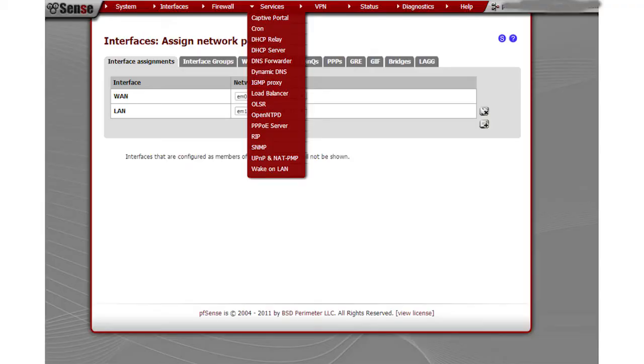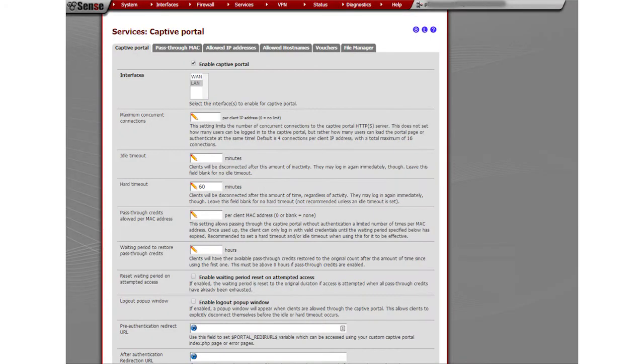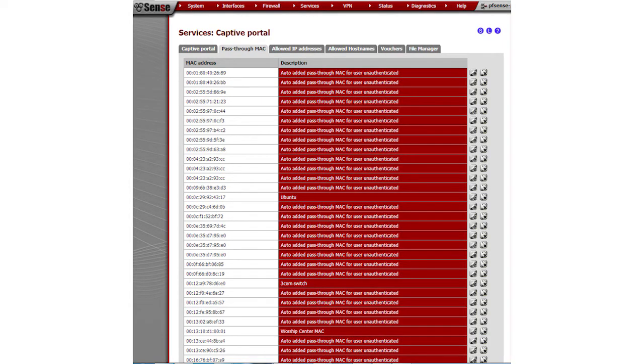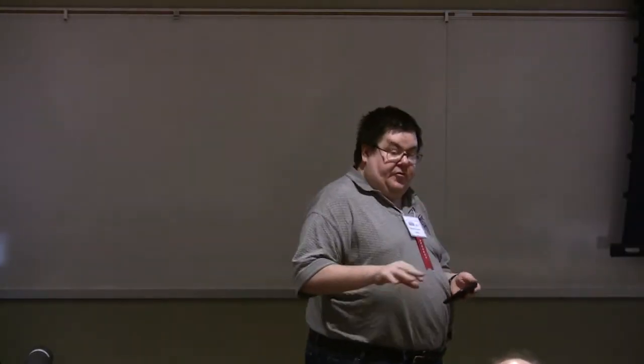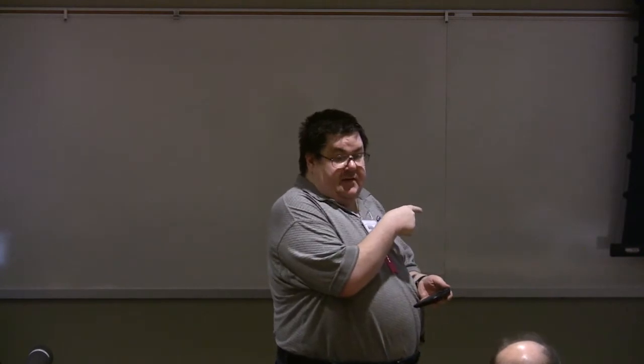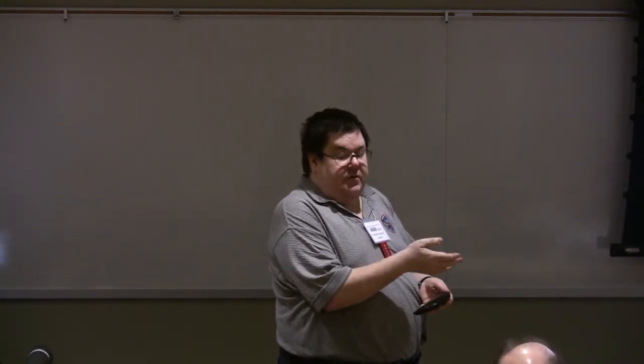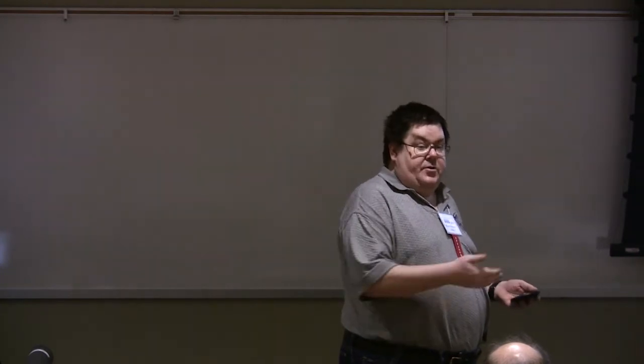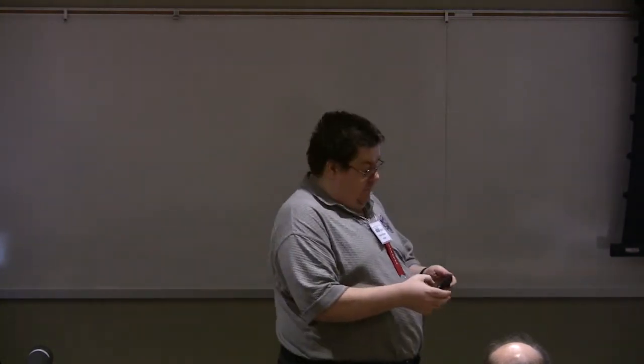For my services up here, I've got my captive portal. You can see right here, the captive portal is enabled on the LAN interface. And these are all the addresses that have been added to the system. These are people who have logged into the system since forever, so it's pretty big. After you accept the terms for the first time, your MAC address gets added here, and you're not going to get asked again. It's automatic. If you bought a new laptop and came in again, you'd be prompted again.